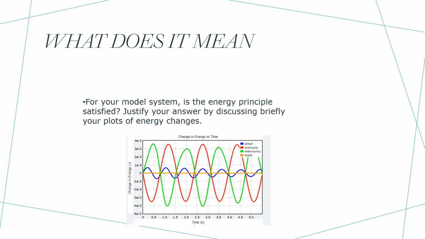So what does it mean? The energy principle is satisfied because as we look at my energy graph, we see that the orange line, which is the change in energy, is 0, which means that no energy is being changed in and out of the system. So that means the energy principle is satisfied.